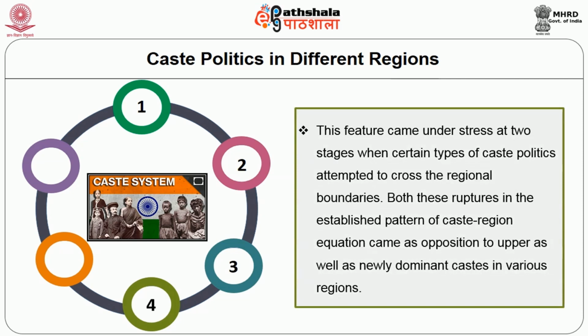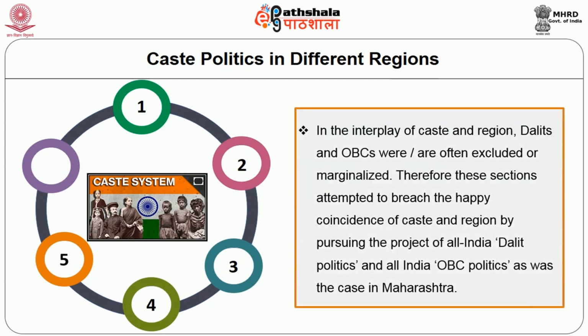This feature came under stress at two stages when certain types of caste politics attempted to cross the regional boundaries. Both these ruptures in the established pattern of the caste-region equation came as opposition to upper as well as newly dominant castes in various regions. In the interplay of caste and region, Dalits and OBCs were and are often excluded or marginalized. Therefore, these sections attempt to breach the happy coincidence of caste and region by pursuing the project of all India Dalit politics and all India OBC politics, as was the case in Maharashtra.